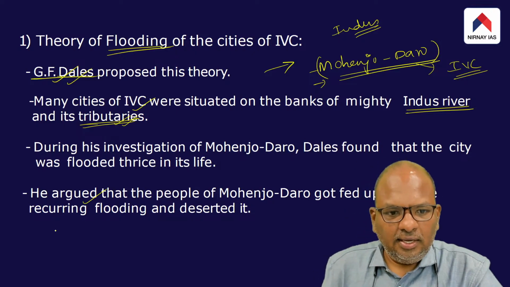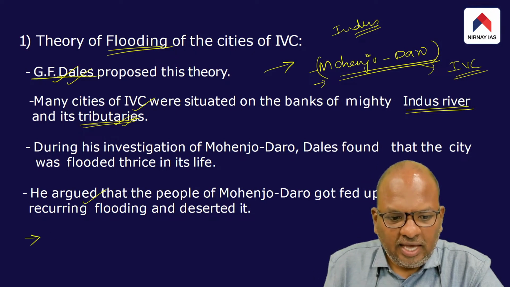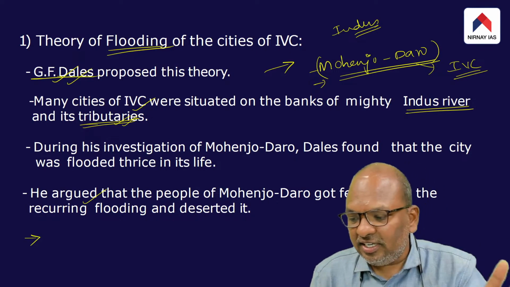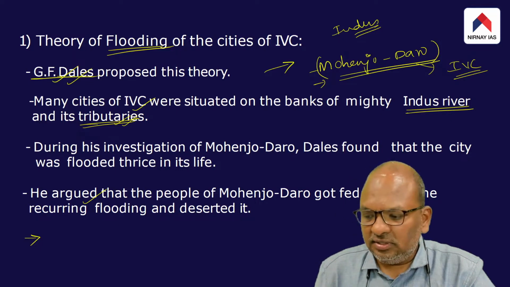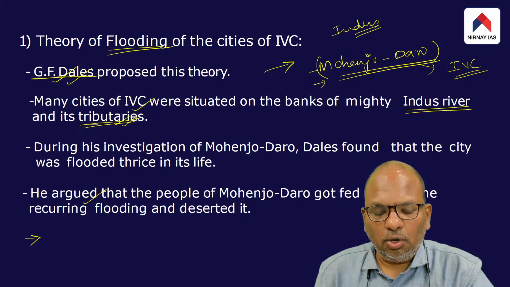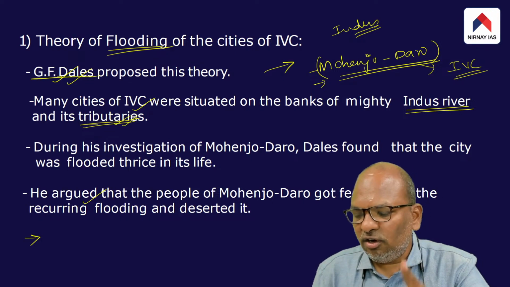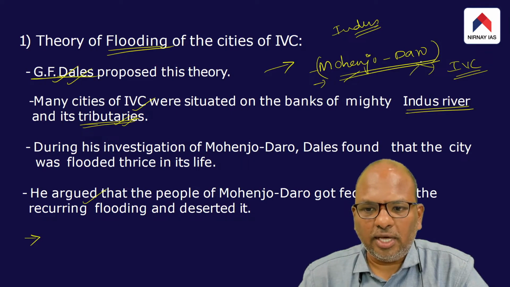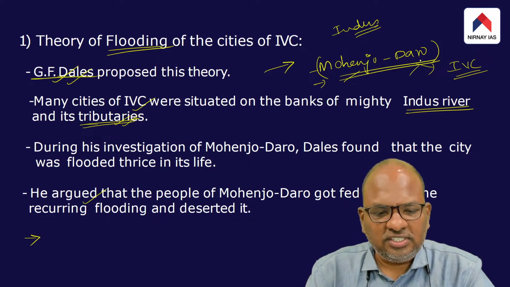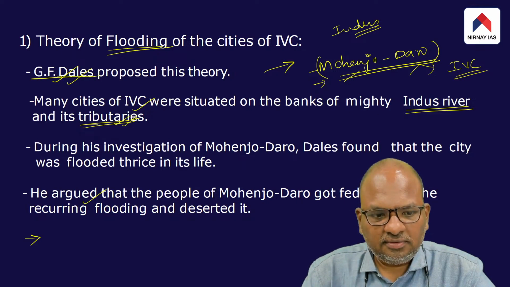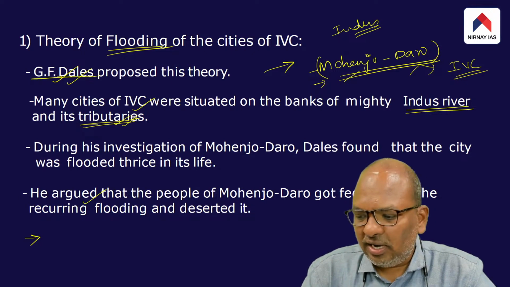Basically, G.F. Dales did not carry out the investigation in other cities of India. He came to this conclusion only on the basis of the evidence from just one city of the Indus Valley civilization, that is Mohenjo-daro. So the point is G.F. Dales merely carried out the excavation work. He was involved in the excavation of only one city, Mohenjo-daro.